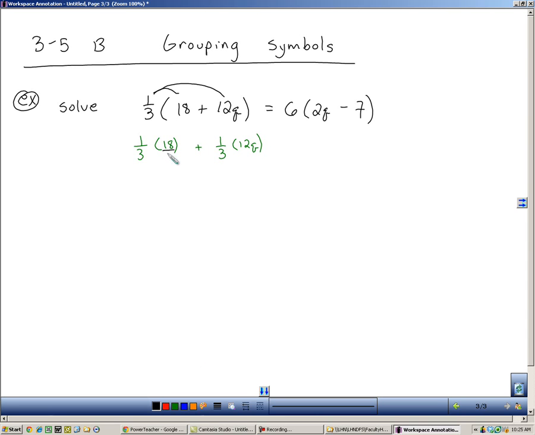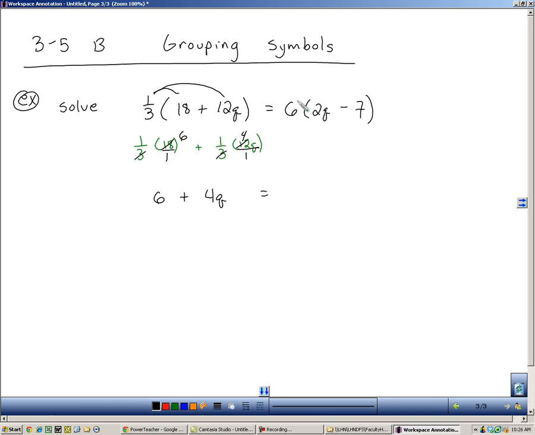This is really an 18 over 1, and I can cross cancel 3 and 18. 3 will go into 18 6 times. We end up with a 6 on top with a 1 on the bottom, or just a 6. Over here, 12q over 1. 3 goes into 12 4 times the q. So this really is just a 4q. So by distributing the 1/3 to each of those terms, I end up removing the parentheses.